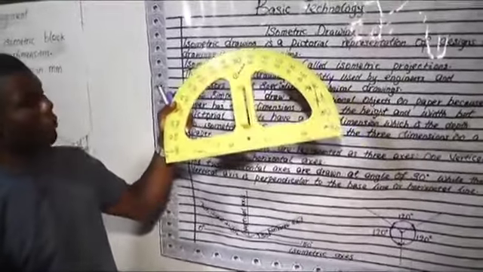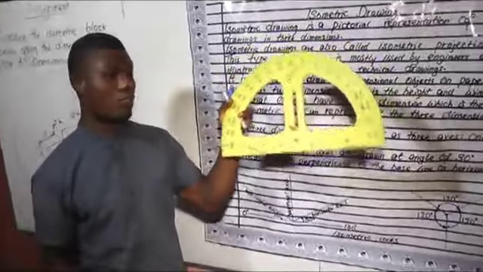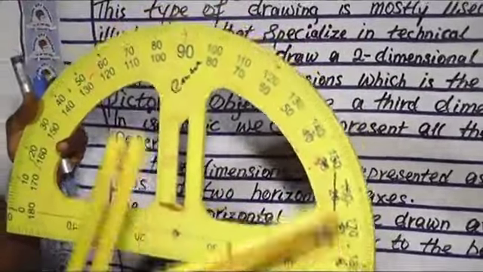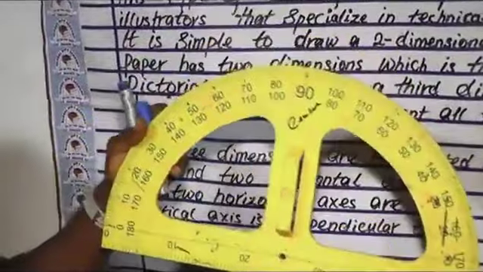The protractor is used to measure angles, of course, and it's used to draw angles. You can see how it is calibrated from 0 here down to the 180 at the right hand side, and also from 0 at the right hand side down to 180. You can either read it from clockwise or anti-clockwise direction.